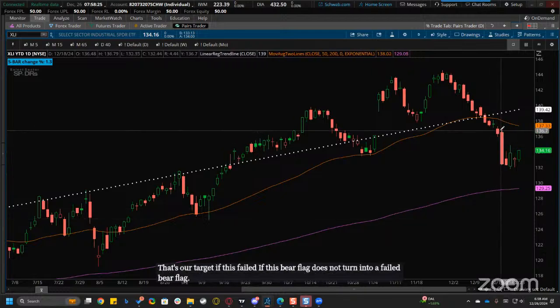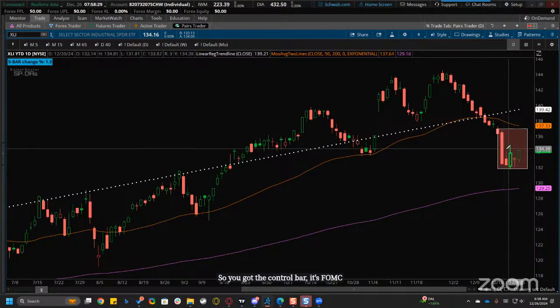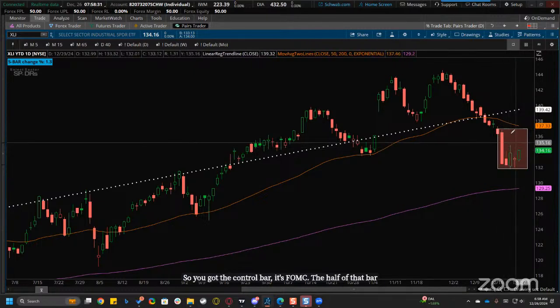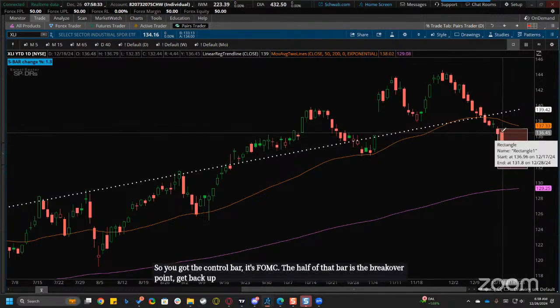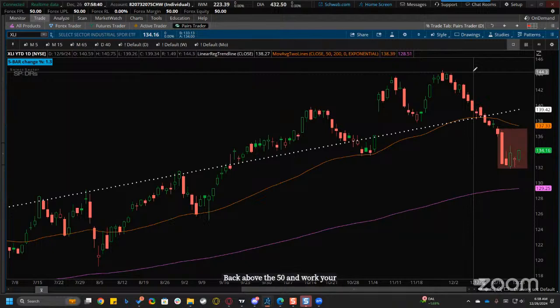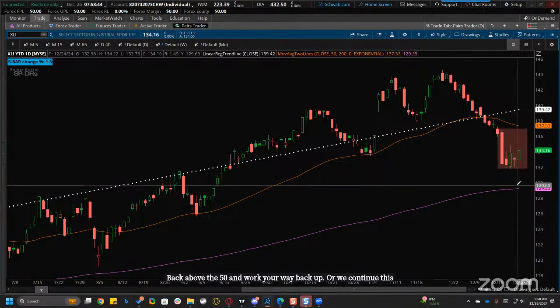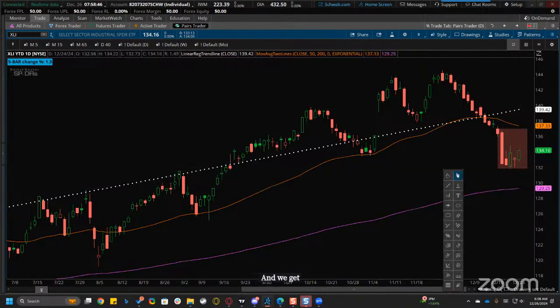All right, so you got the control bar, it's FOMC. The half of that bar is the breakover point. Get back up to where the bar started. That's the liquidity gap. Back above the 50 and work your way back up. Or we continue this bear flag and we get down to that 200-day.